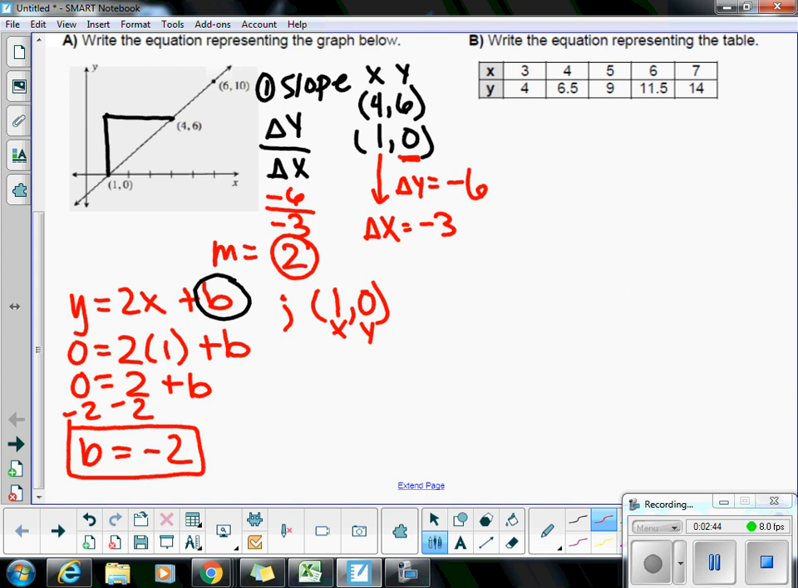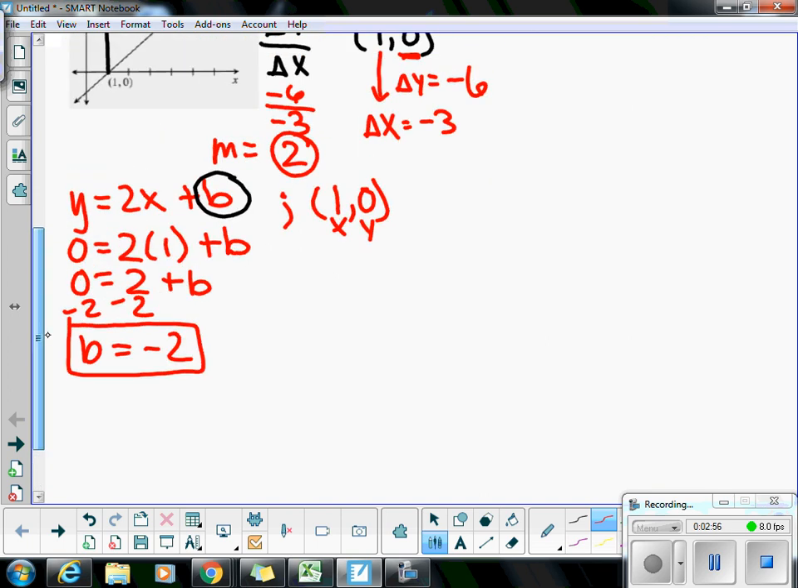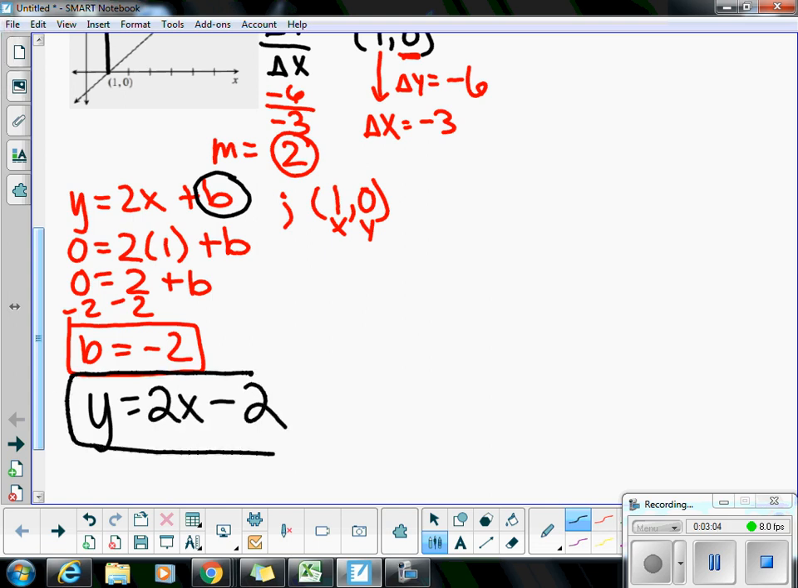So I know b is now equal to -2. I know my slope, which is my m value, so I'm going to put my m and my b into an equation for this line. y equals 2x minus 2. So this is A.